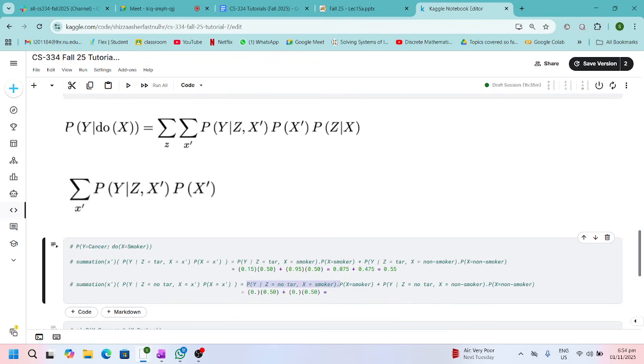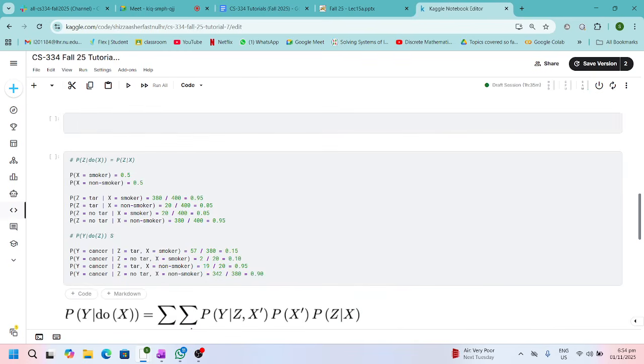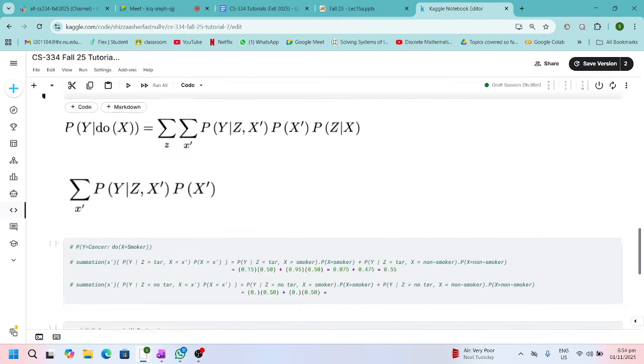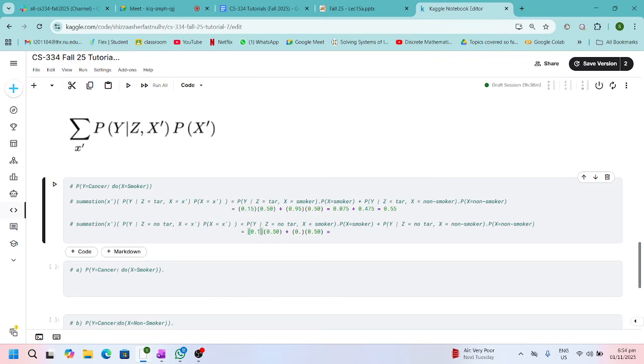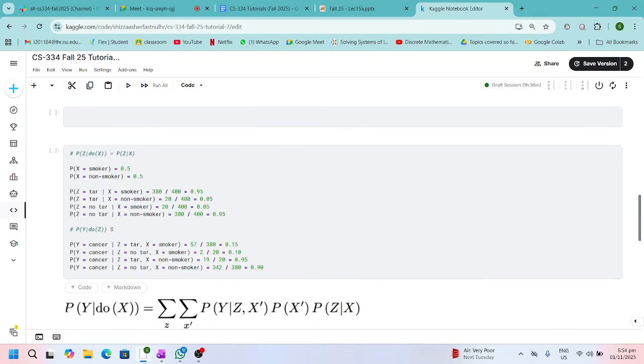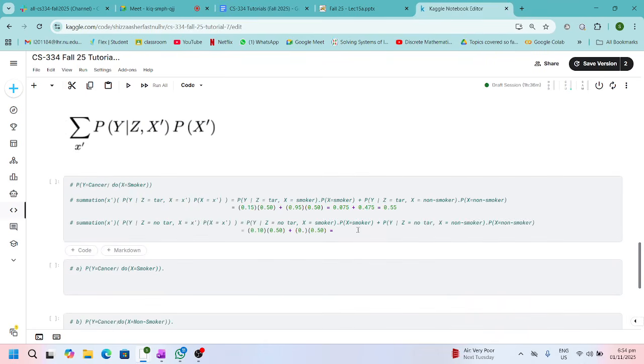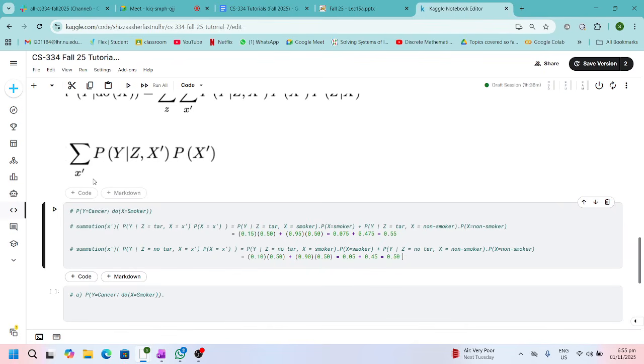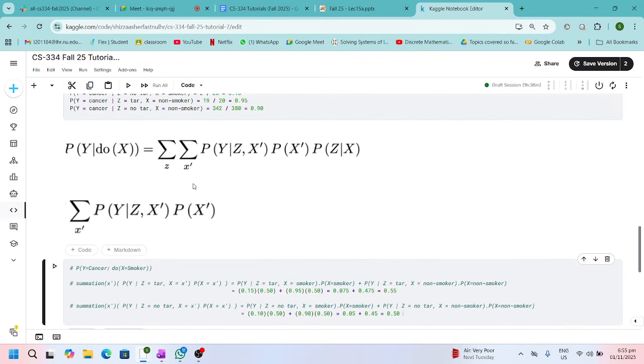Probability of cancer given Z equals no tar and X equals smoker. This thing, 0.10. Then the probability of cancer given Z equals no tar and X equals non-smoker. No tar, non-smoker, this is it, 90%. And this will give you 0.05 plus 0.45, which is equal to 0.50. So we have calculated the inner sum for both individual values of Z.